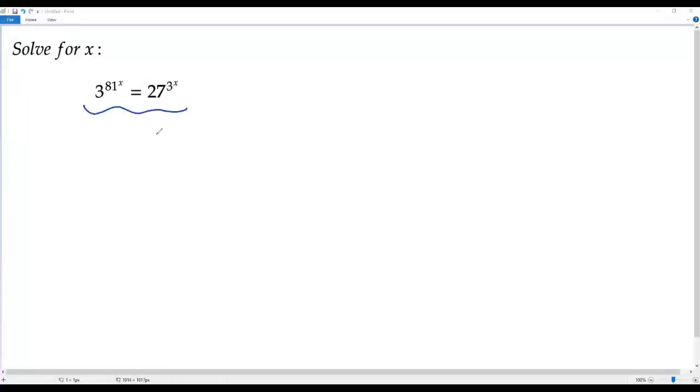Here we have an exponential equation and we have to solve for x. I am saying the given equation is an exponential equation because we have a variable at the exponent. So in an equation, if we have a variable at the exponent, then the equation is called an exponential equation.